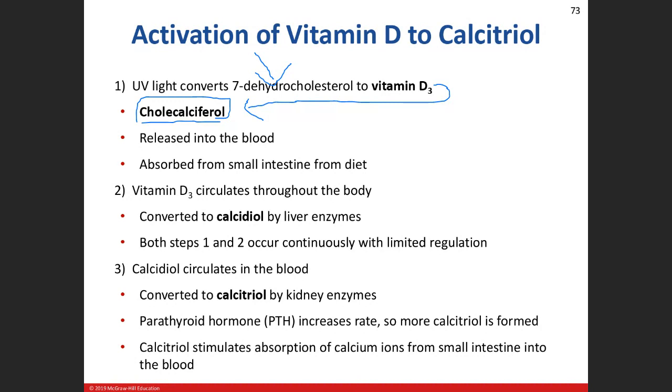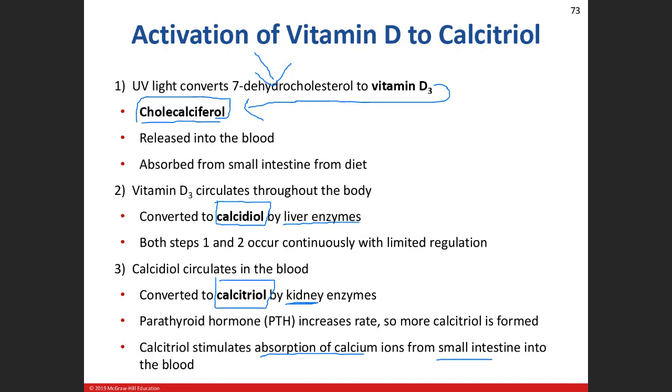And in the liver, you have these specialized enzymes that will convert that molecule to calcidiol. Then that's going to start floating through the blood. Then it's going to go all over the place, and eventually it's going to get to the kidneys. And the kidneys will then convert that calcidiol into ultimately what we want, calcitriol. So, calcitriol, its role is going to be to absorb calcium from the small intestine. That's what its job is.